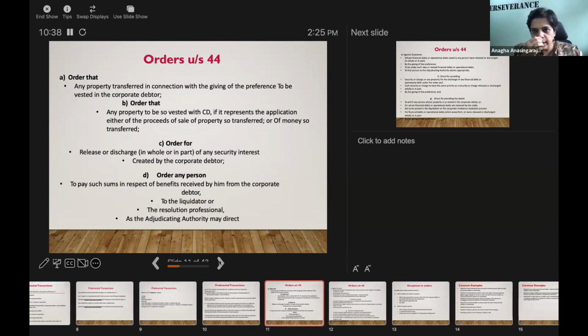Now, what are the orders which we can ask for from the NCLT? Any property which has been transferred by way of such preference can be vested back in the corporate debtor, or any property to be so vested with the CD if it represents the application either of the proceeds of sale of property so transferred or of money transferred. So they can ask for that money to be taken back from that related party, or order for release or discharge in whole or in part of any security interest created by the corporate debtor. Order any person to pay such sums in respect of benefits received by him from the CD to the liquidator or to the RP as the NCLT may direct.